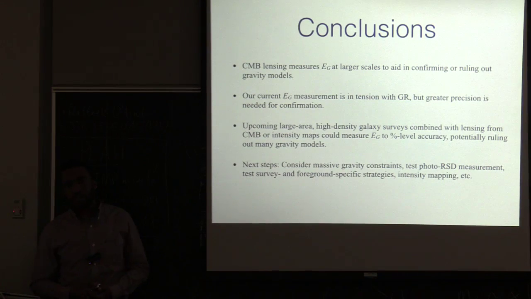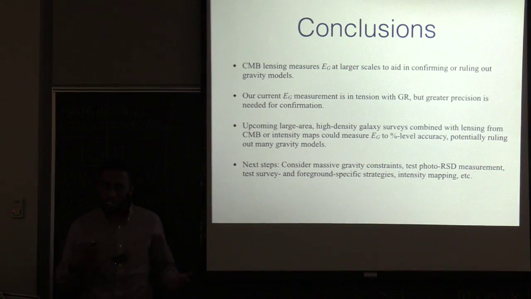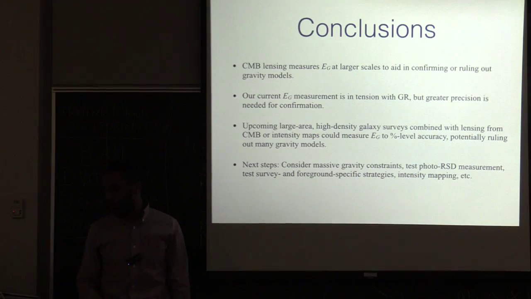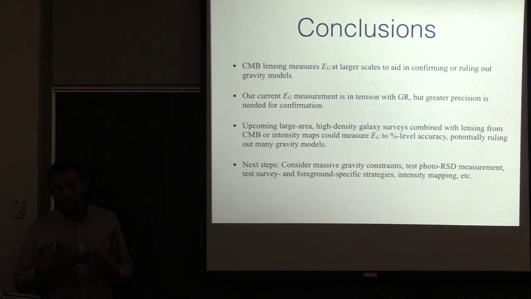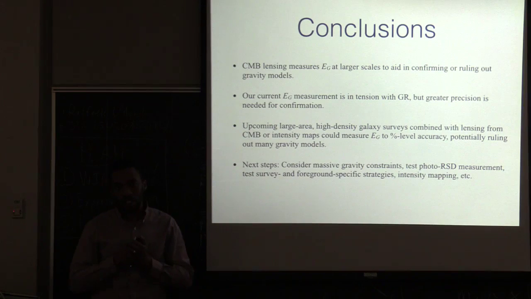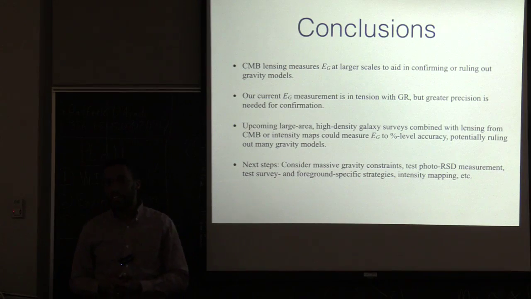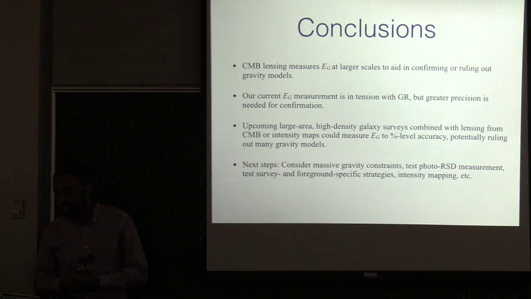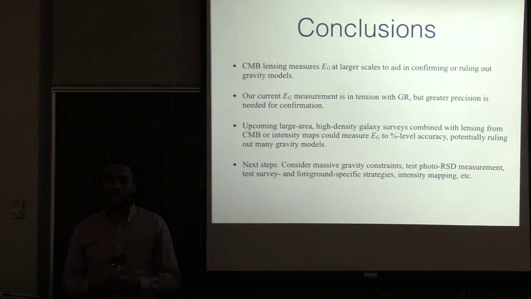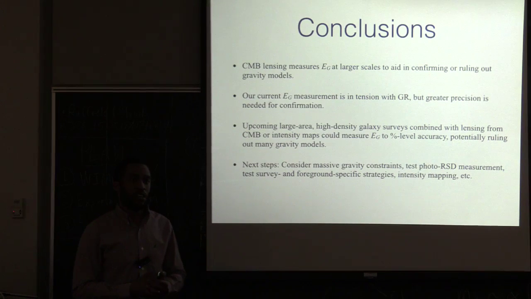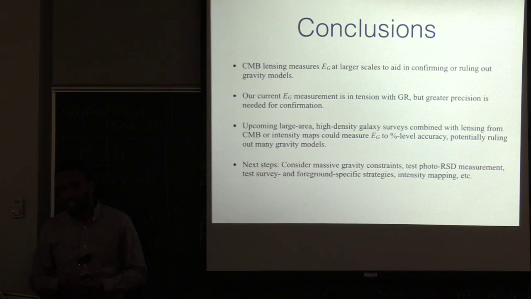So we found some tension with GR, but greater precision is needed in order to determine whether it's actually a signal or if there's some systematic effects, as we talked about. Also, with upcoming large area galaxy surveys like DESI or LSST or Euclid, we could extend these studies even further. And of course, with intensity mapping, as that comes off the ground, that would in particular be the best possible tracer for these types of studies. So again, more work needs to be done.